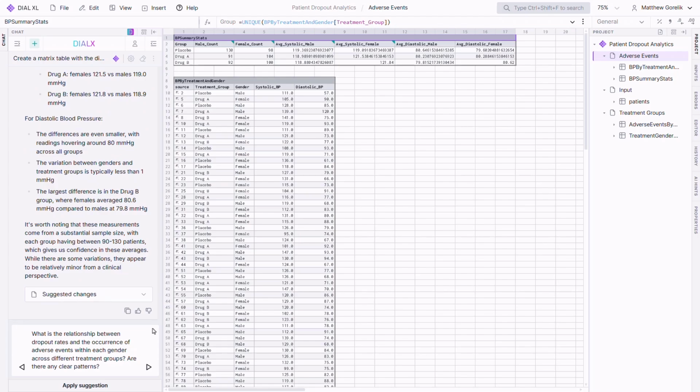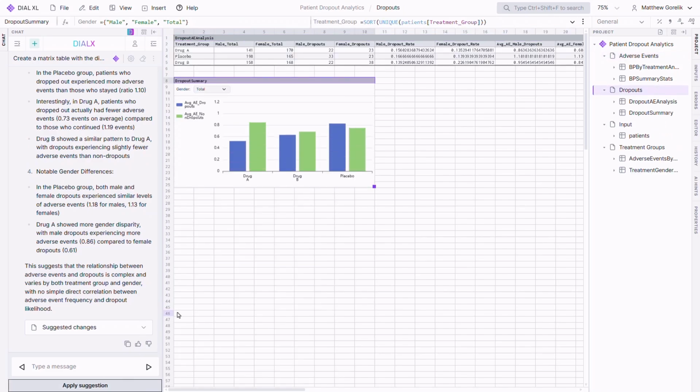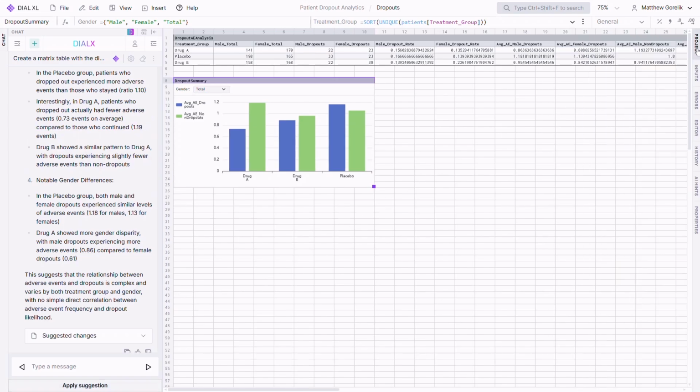Next, we'll ask about dropout rates and their correlation with adverse events. Our agent constructs tables and even a chart to visualize these events and dropouts based on gender and treatment group. You can see from the charts that drug A had a higher rate of adverse events for those who continued versus those who dropped out, which actually was the same pattern, although more pronounced than it was with drug B.